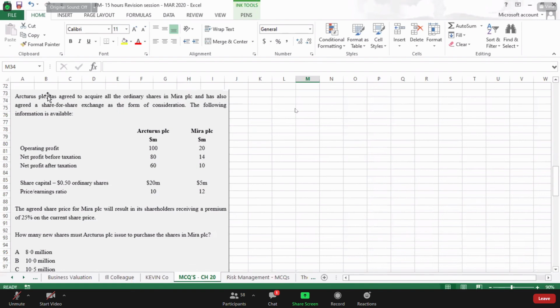The following information is available. They've given details of A company and M company: profit before tax, after tax, share capital, P/E ratio. The agreed share price for Mira PLC will result in its shareholders receiving a premium of 25% on the current share price. How many new shares must Arcturus PLC issue to purchase the shares in Mira PLC? How are you going to do this?